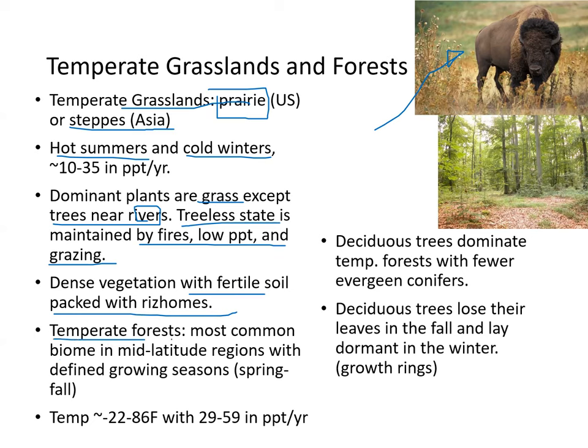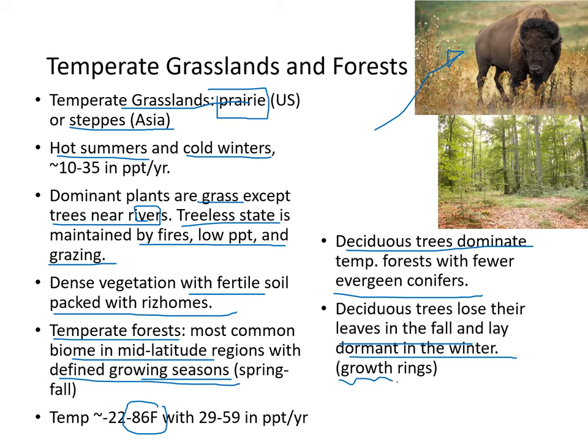And temperate forests are the most common biome in mid-latitude regions with defined growing seasons, spring to fall. And they tend to be anywhere from negative 22 to 86 degrees Fahrenheit. Deciduous trees dominate the temperate forests with few evergreen conifers. Deciduous trees are the ones that lose their leaves in the fall and lay dormant in the winter.